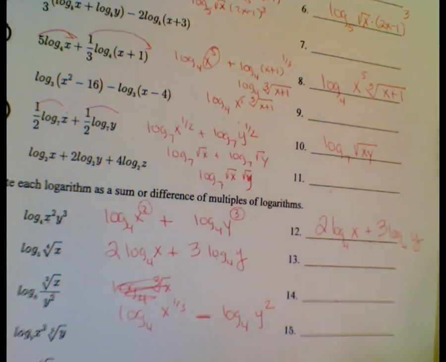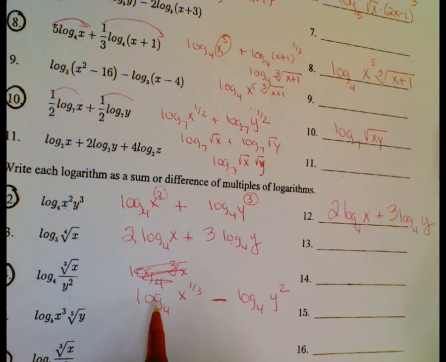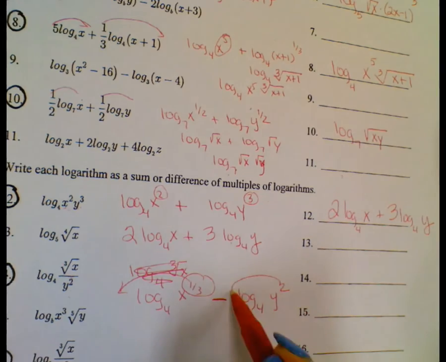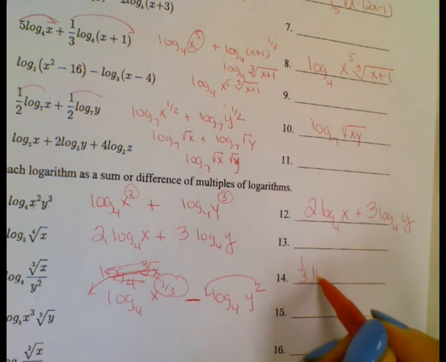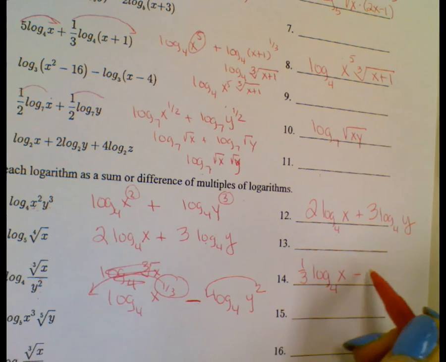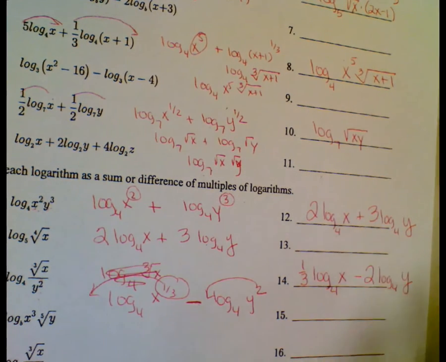See how it's all in the same line? So even though it's dividing, we're going to subtract up here and everything's going to be all in the same line. The only thing I have to do now is release these exponents out front. We'll write it over here. We're going to have 1/3 log base 4 of x minus 2 log base 4 of y.